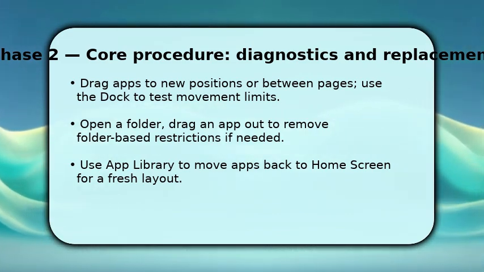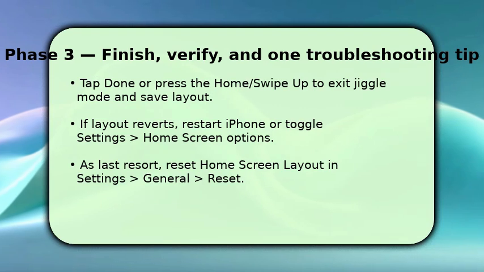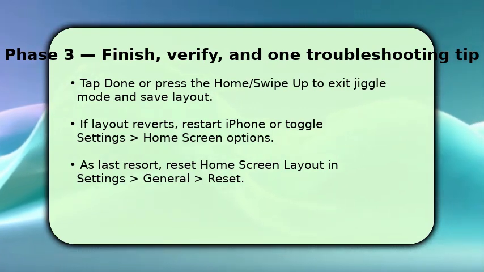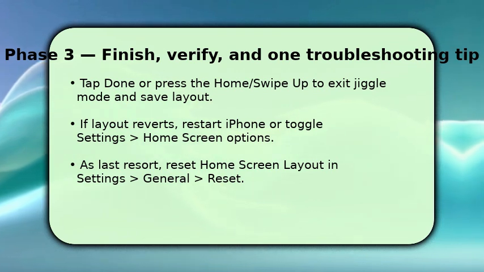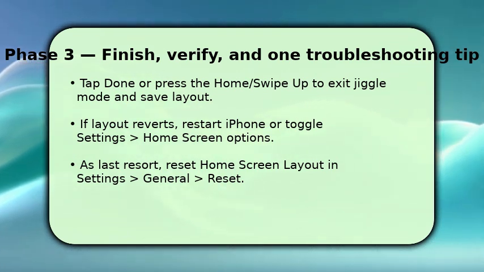Finish by tapping Done or pressing the Home button or swiping up to exit jiggle mode so changes stick. This saves your new positions. If the layout reverts, restart the iPhone and try again, because temporary system glitches can block saves.